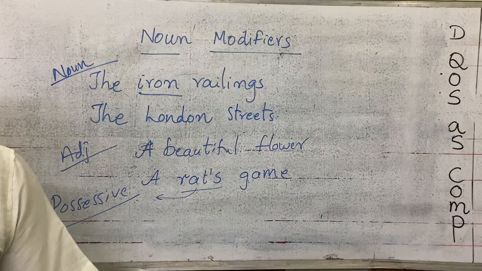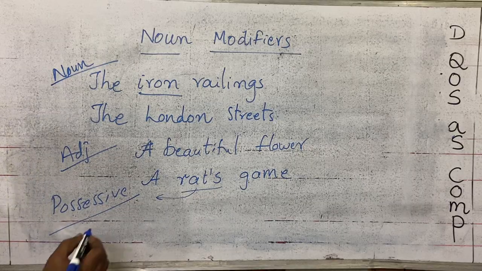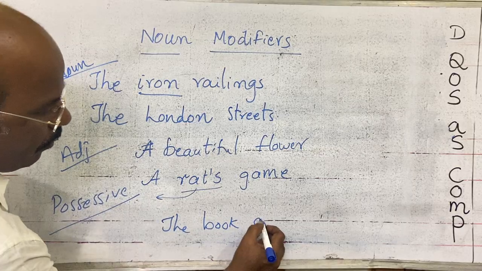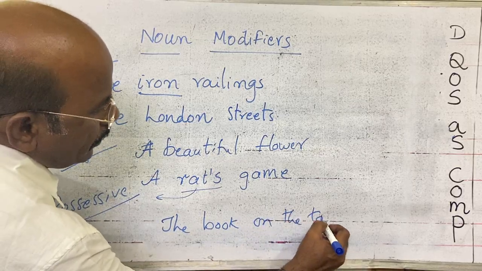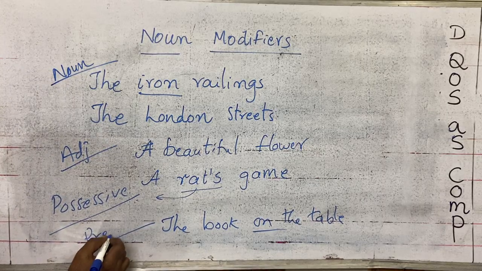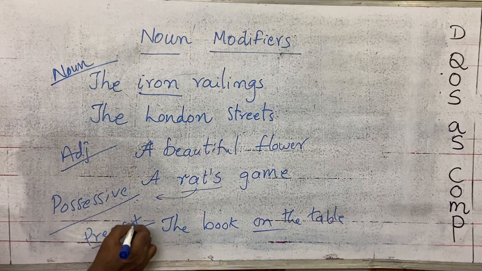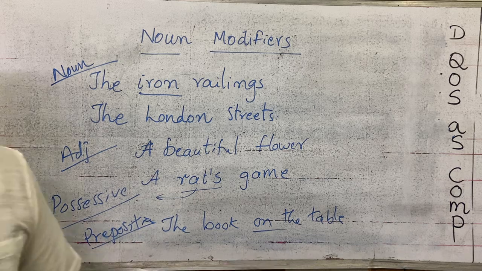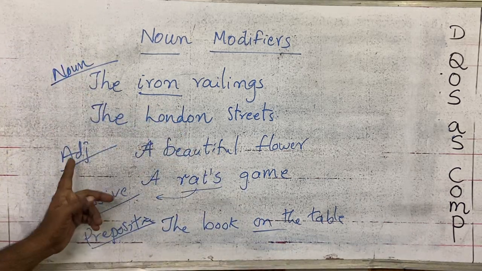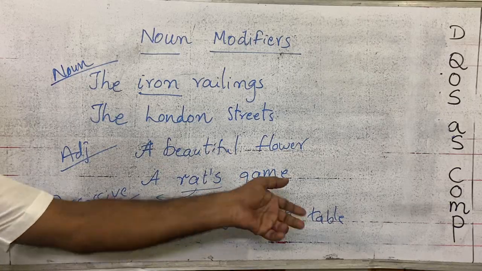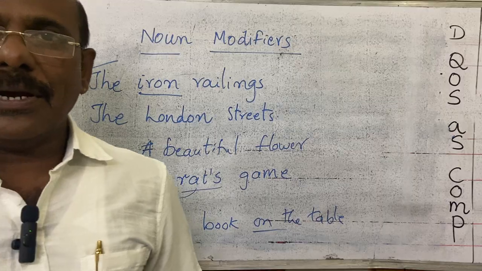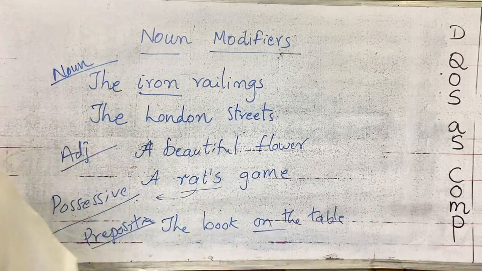Like this, still we have different ones. The book on the table. Here it's using a preposition. So like this, you can use phrases. Phrases means a set of words, with different combinations: noun plus noun, adjective plus noun, possessive noun plus noun, or preposition plus noun. Like this, it's going to continue. So that's why here it will be different.